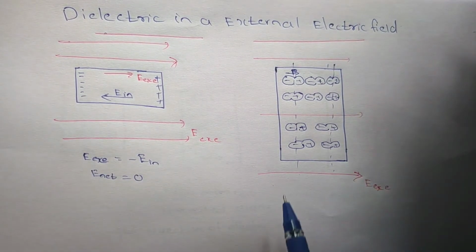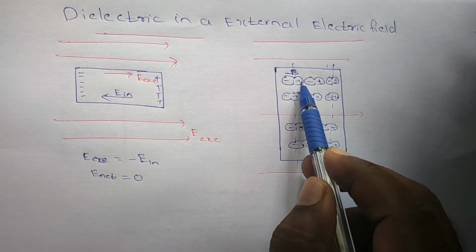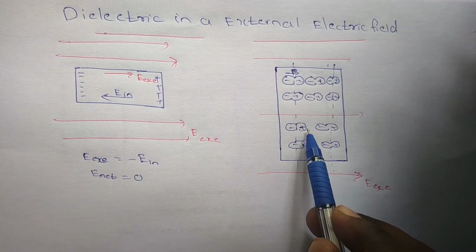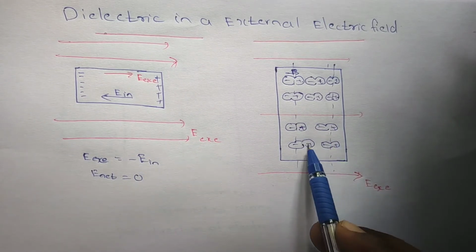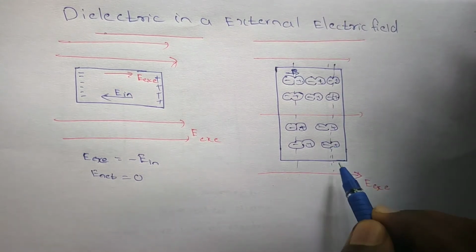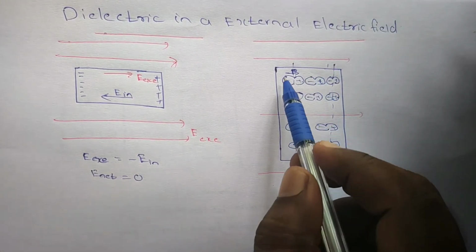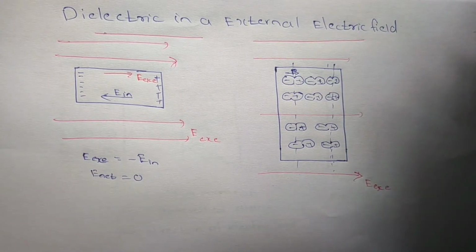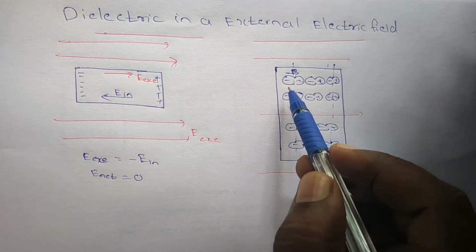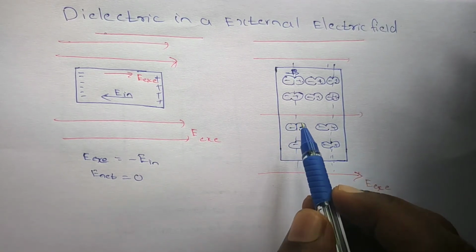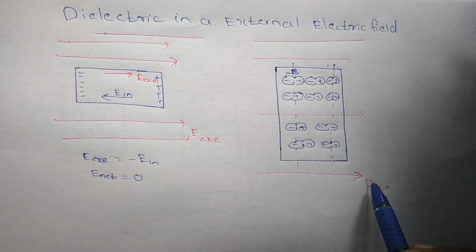Here the positive and negative centers coincide, here also positive and negative coincide, and here too. That means the net charge is present only over this surface and only over this surface. These charges are generated due to the external electric field.